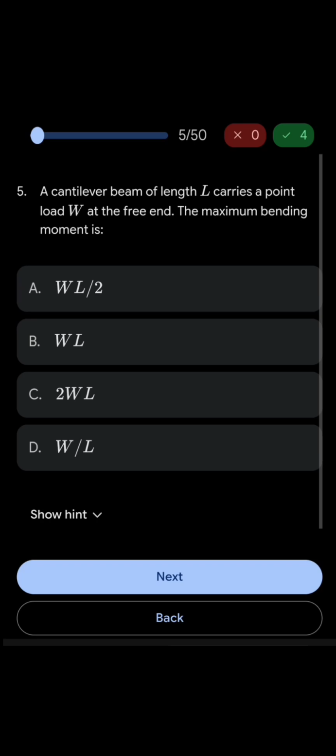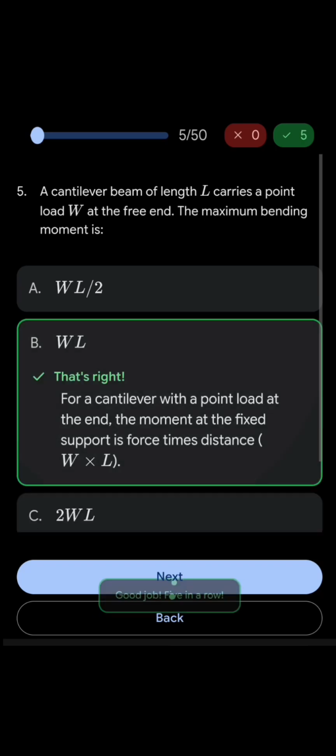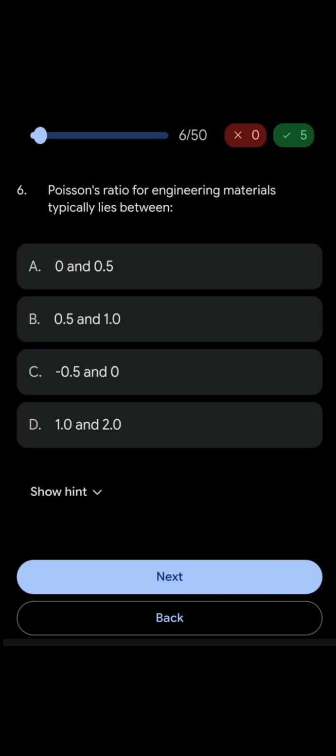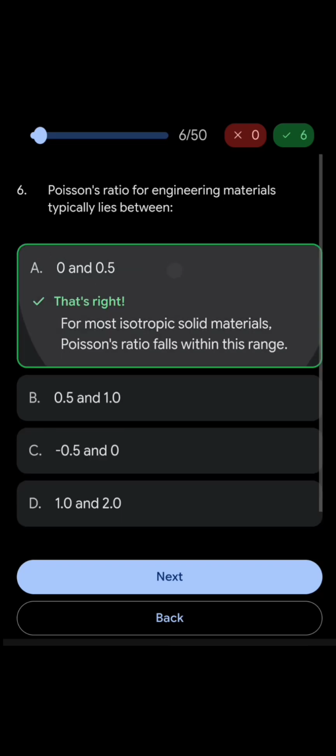A cantilever beam of length L carries a point load W at the free end. The maximum bending moment is WL. Poisson's ratio for engineering materials typically lies between 0 and 0.5.